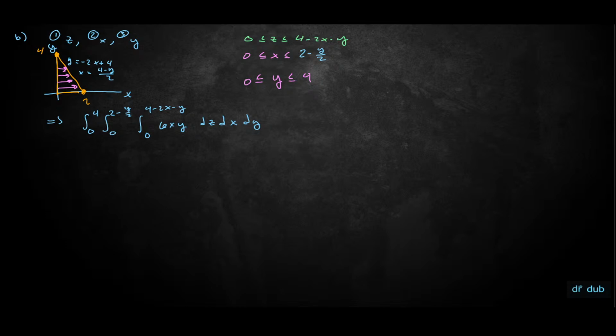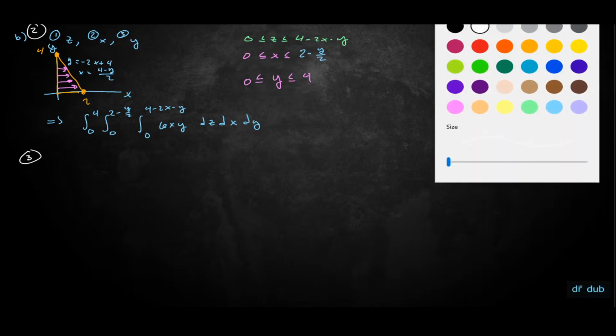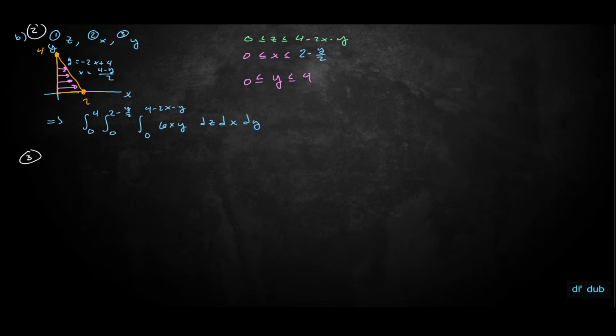All right, so that's one. Let's see, another one we could do. Let me just kind of label these. Call this one the second. We'll do a third one. Let's do, I don't know, we'll do y first, and then we'll do z, and then we'll do x.